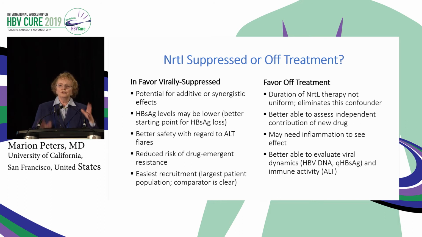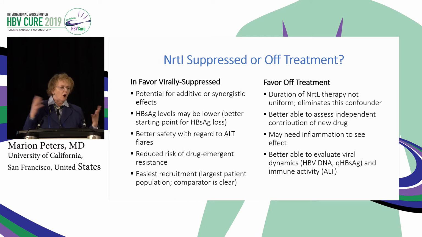So should we use nuke suppressed or patients off treatment? In favor of having nuke suppressed patients is, as has been said earlier, there's a potential for additive or synergistic effects. Surface antigen levels tend to be lower, so it's a better starting point for loss. Better safety if they have ALT flares. There's a reduced risk of drug emergent resistance that we heard about, and it's obviously the easiest recruitment.